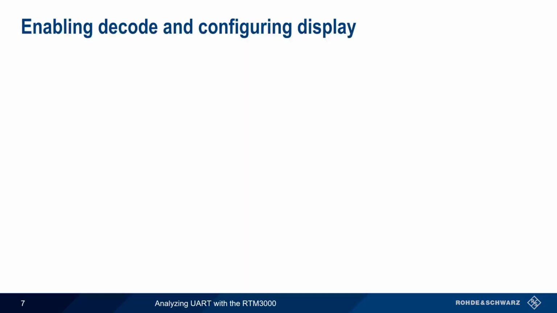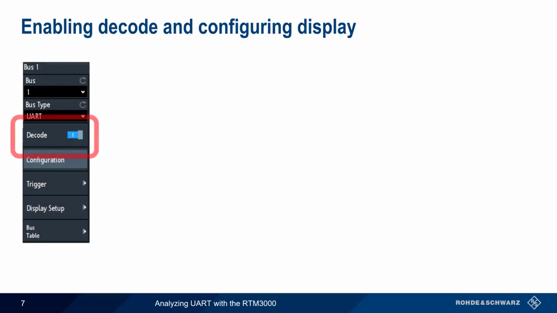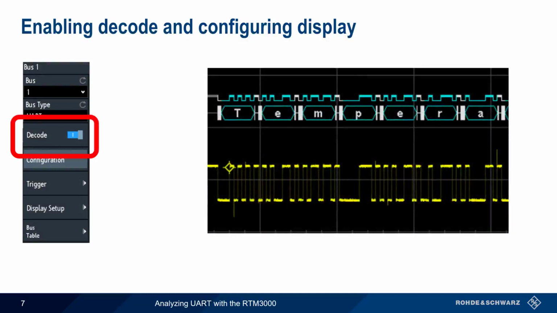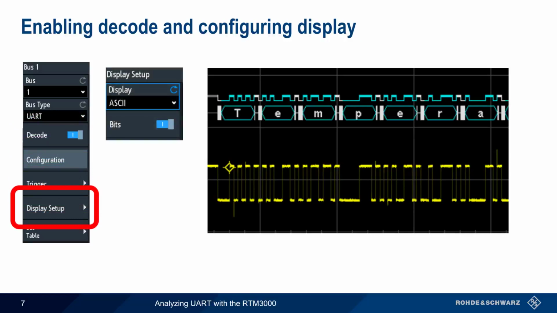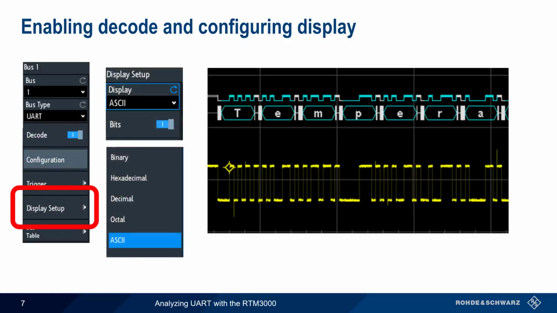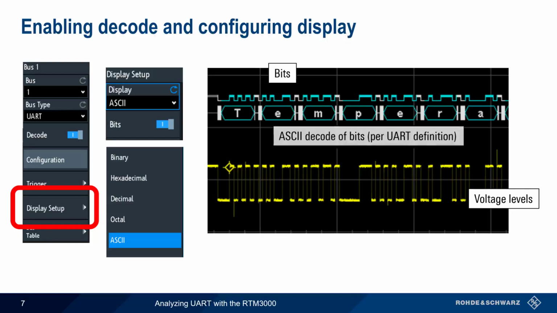Now that we have all of our parameters configured, we can simply enable decode and see the decoded bits and frames. Display setup can be used to change the way that these bits are presented, as binary, hex, decimal, octal, or ASCII. Here, the actual measured voltage levels are shown in yellow, the decoded bits are shown in blue, and the ASCII decode of these bits is shown directly on the screen.